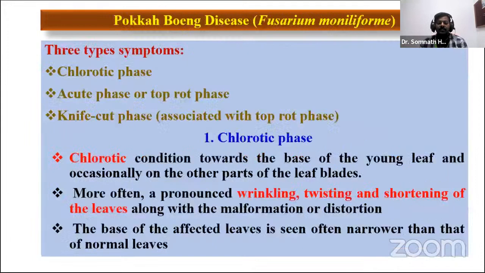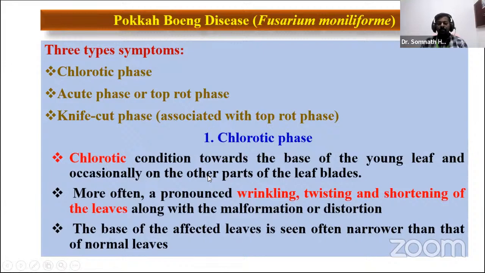Pokkah boeng is one of the important diseases nowadays, because it is causing huge losses under North Indian conditions. In this disease, there are three stages: the chlorotic phase, the acute phase, or we call it the top rot phase, and third is the knife cut phase. Knife cut is the advanced stage of the disease, which is causing severe damage to the crop. In the chlorotic phase, I can show the pictures.